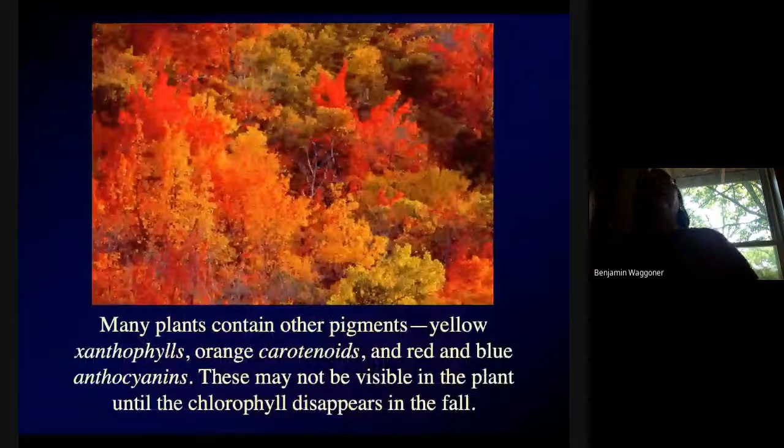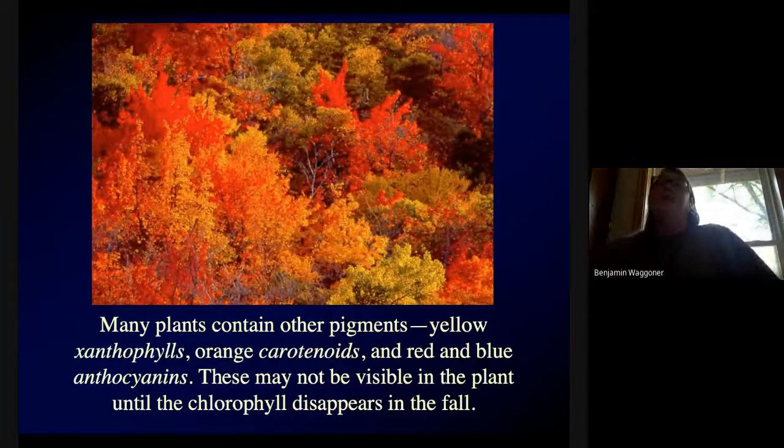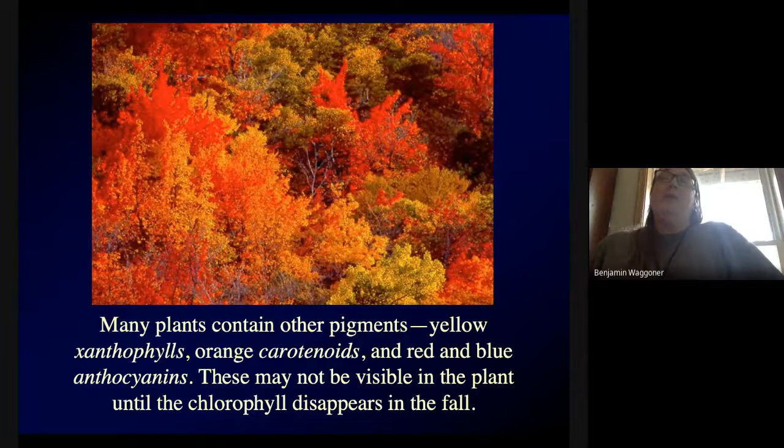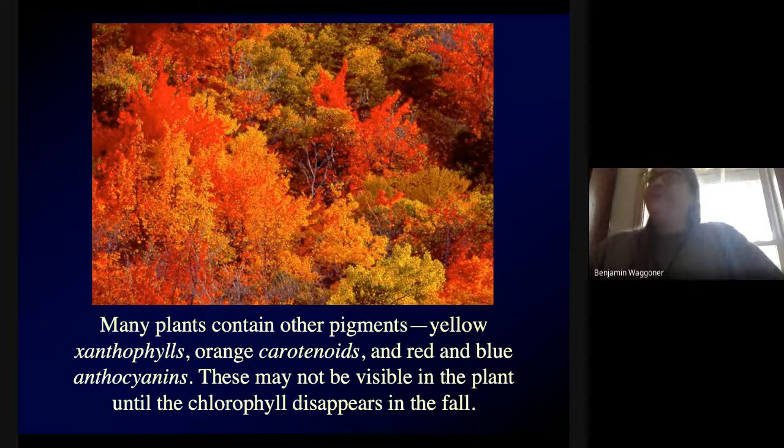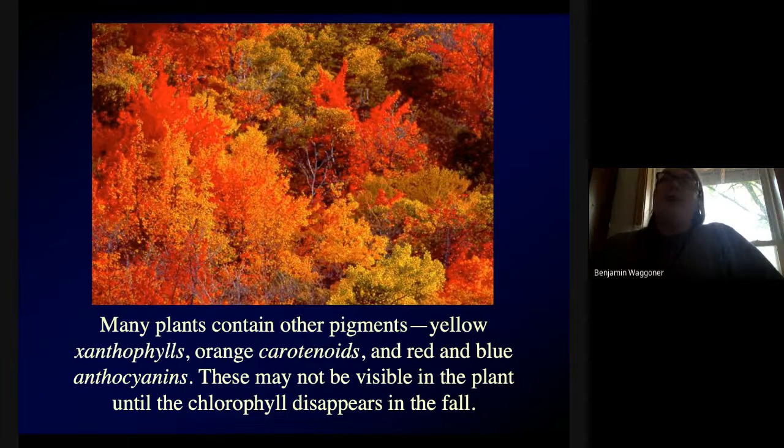Just because this is the kind of thing you can see in the Ozarks in the fall, I'll mention that many plants contain other types of pigments, not just chlorophyll, but they may contain yellow pigments called xanthophylls, or orange pigments called carotenoids, and red, purple, and blue pigments called anthocyanins. You'll see these in other parts of a plant. Carrots look orange because they contain carotenoids. So do tomatoes and things like that. Blueberries and blackberries and raspberries are red and blue and purple because they contain anthocyanins, and so on.